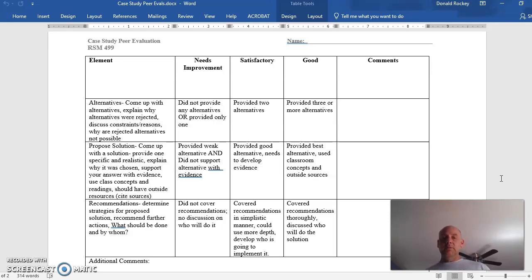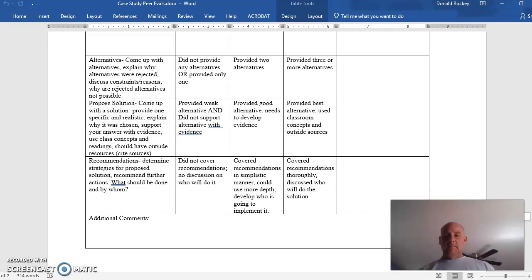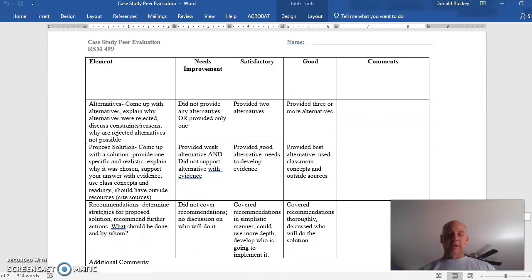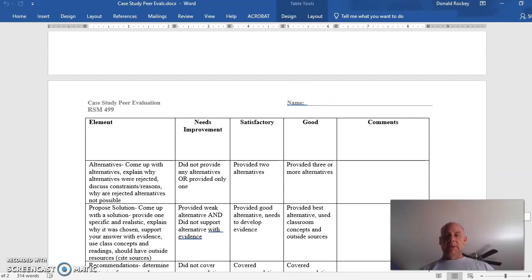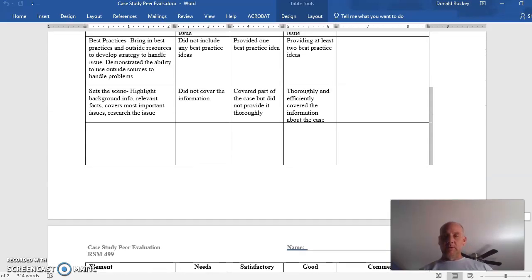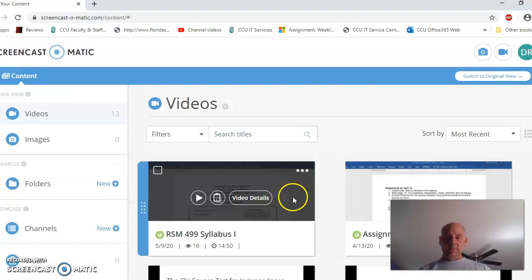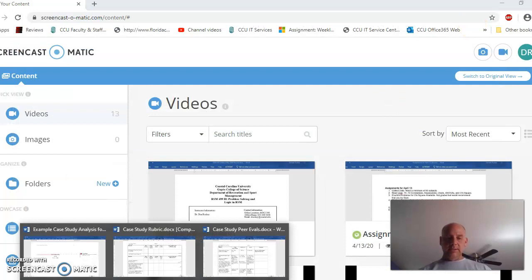And so as you read through, these are the things that you want to look for and give them feedback as far as how they're doing within those particular areas. And so I give you an opportunity to do that and give you an opportunity to provide them additional comments about their paper. Okay.